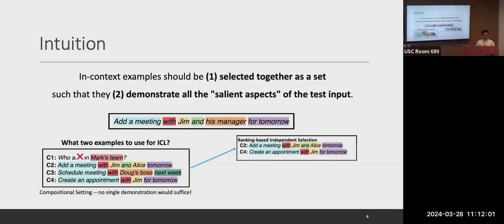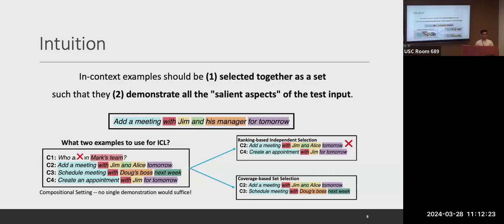So if you were to use a standard ranking-based approach, the one that I described earlier, using a retriever, scoring each candidate, and then ranking and taking the top K, it would select C2 and C4 because they are individually most relevant, most similar to the test input, but obviously fail to demonstrate how to find the manager. Instead, we suggest that we should be doing a set selection. So we want to select C2 and C3. Even though C3 by itself may not be very relevant, it has some information like "next week", which is not very informative for the given test input, but its marginal relevance is much higher. So given C2, you want to select C3.